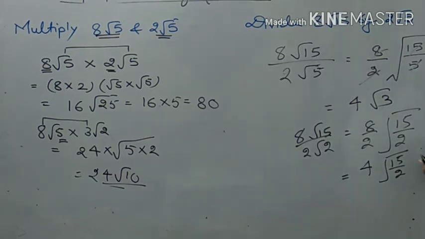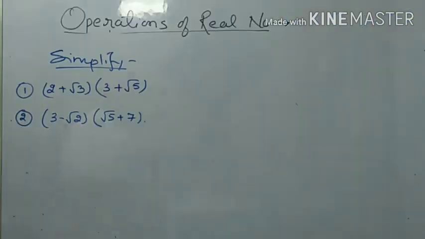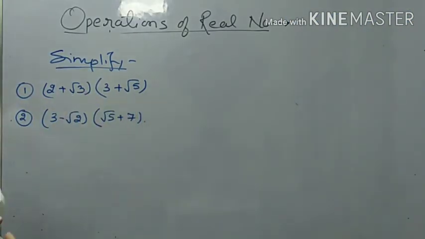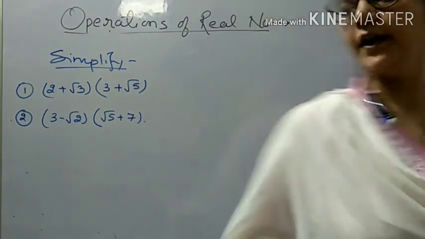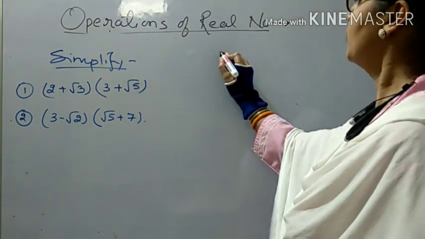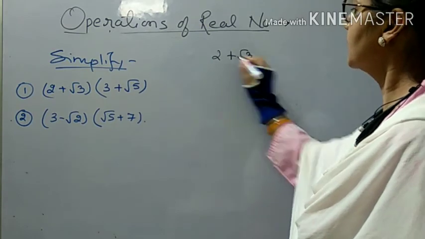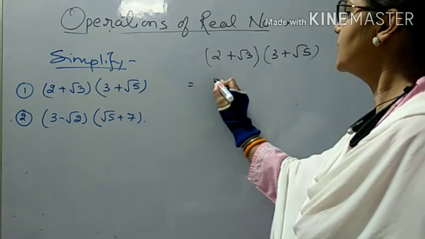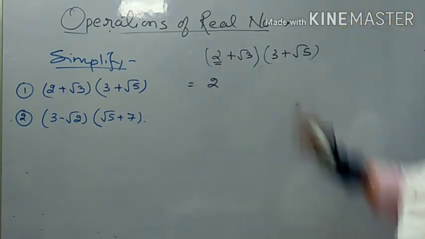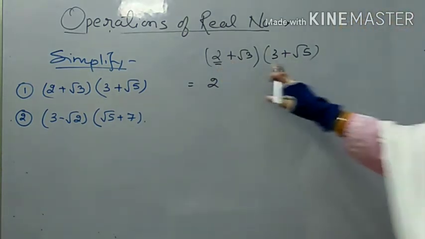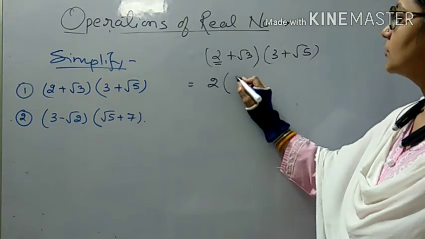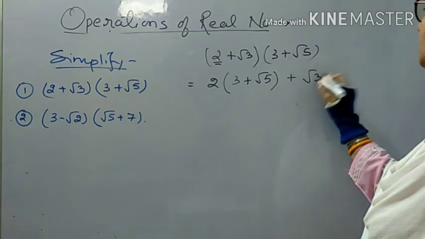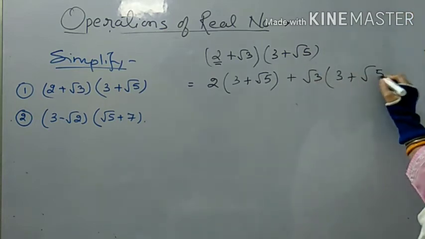So the answer we are getting is again a real number. Now let us simplify these two numbers using the different operations of the real numbers. We have to simplify. What is our question? 2 plus root 3 multiplied by 3 plus root 5. So how will we do this? First we will multiply 3 plus root 5, the second term, with the 2. So this is 2 times 3 plus root 5, plus root 3 times 3 plus root 5.